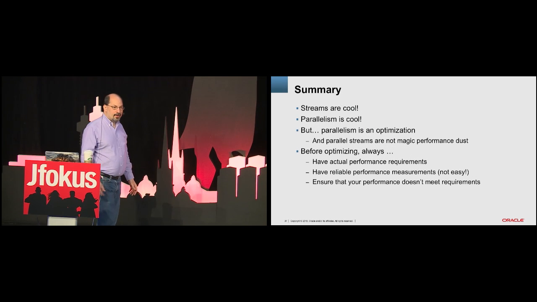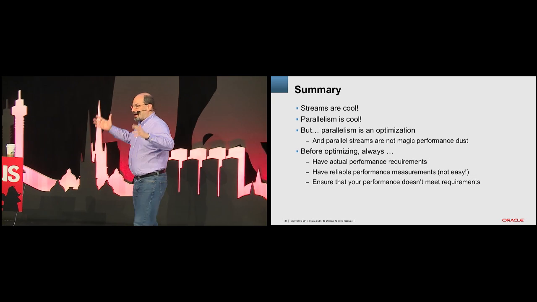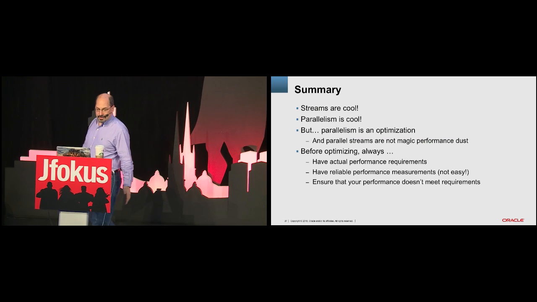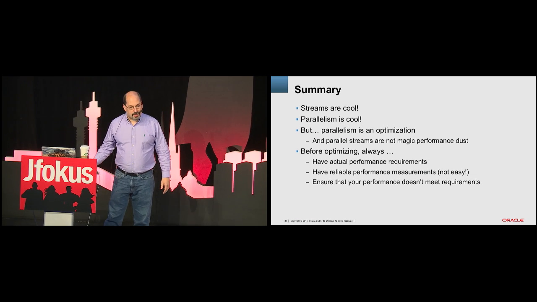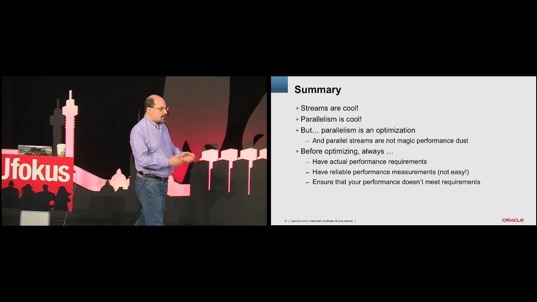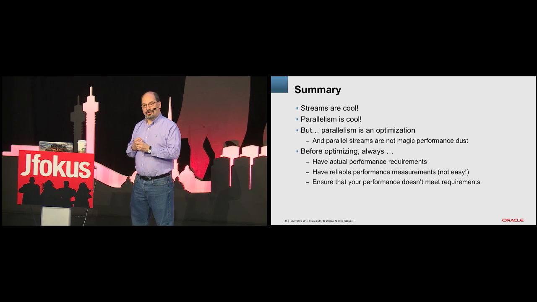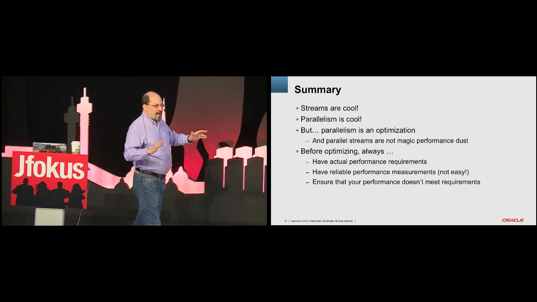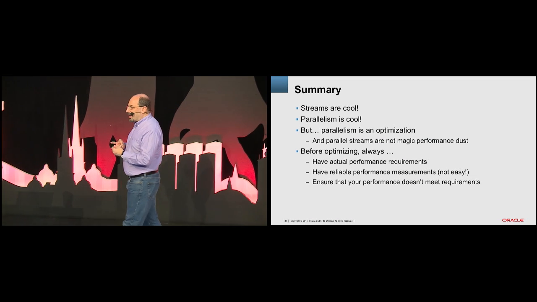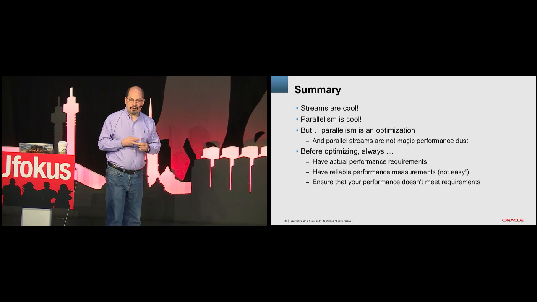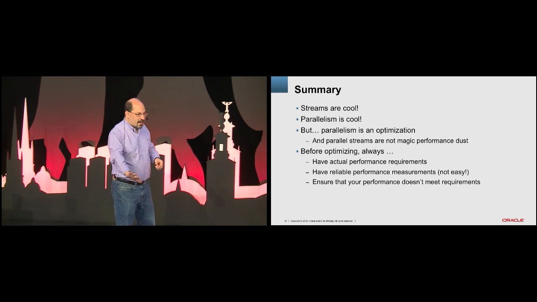So, okay, let me sum up. Streams are really cool. Parallelism is really cool. But parallel streams are not magic performance dust. Parallelism is an optimization. Sometimes it gets you an answer faster, sometimes it doesn't. So before spending time thinking about performance, first ask yourself, do I actually have any performance requirements, or am I just doing this for fun? This will eliminate about 99% of most optimization activity. For the 1% that's left, ask yourself, do I have rigorous performance measurements? If you don't, stop. This will eliminate 99% of the 1% that's left.